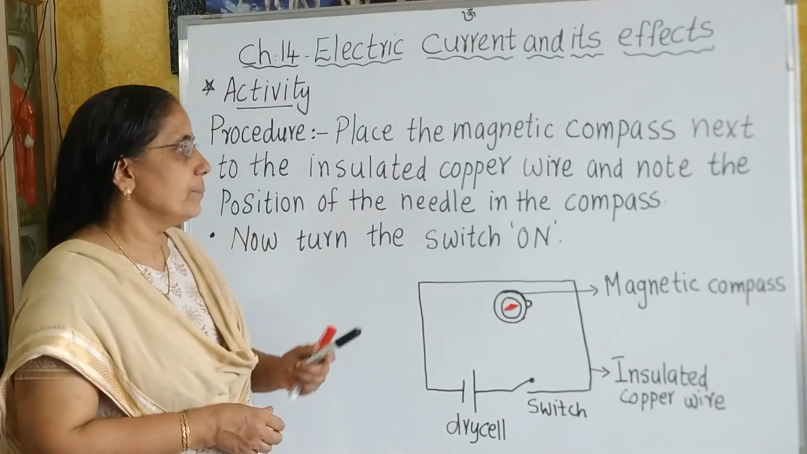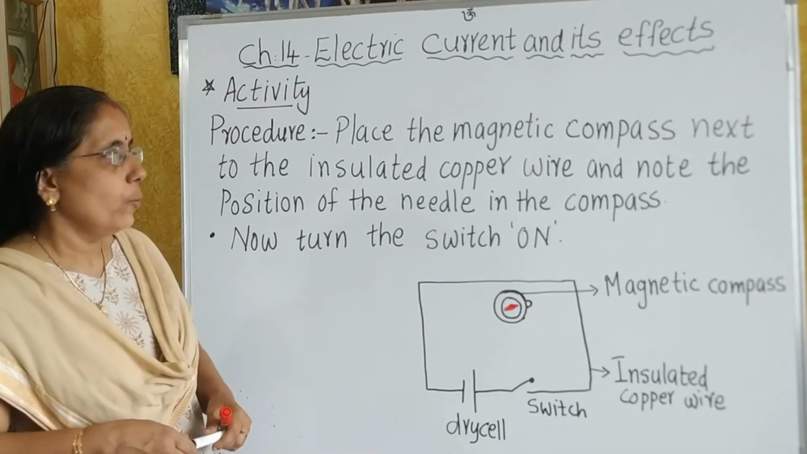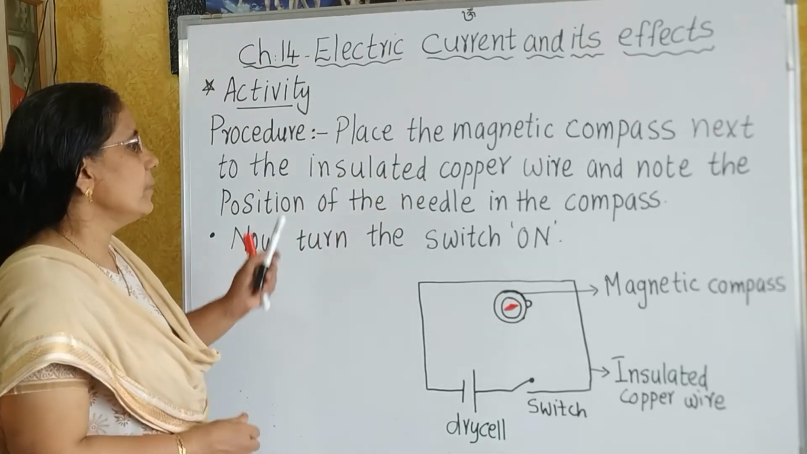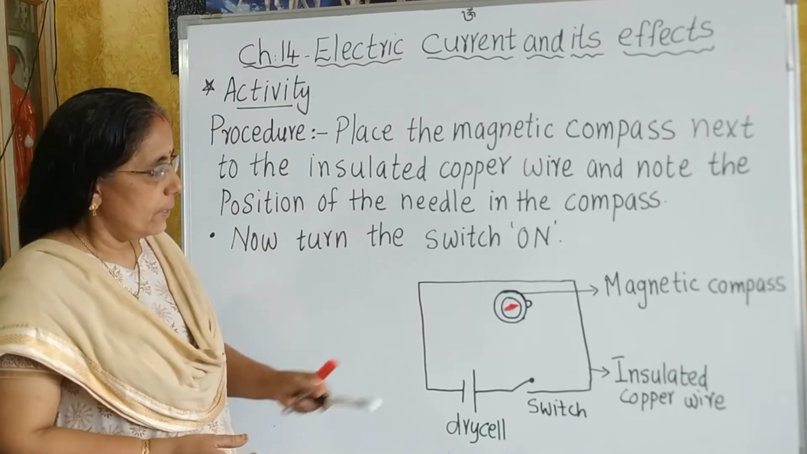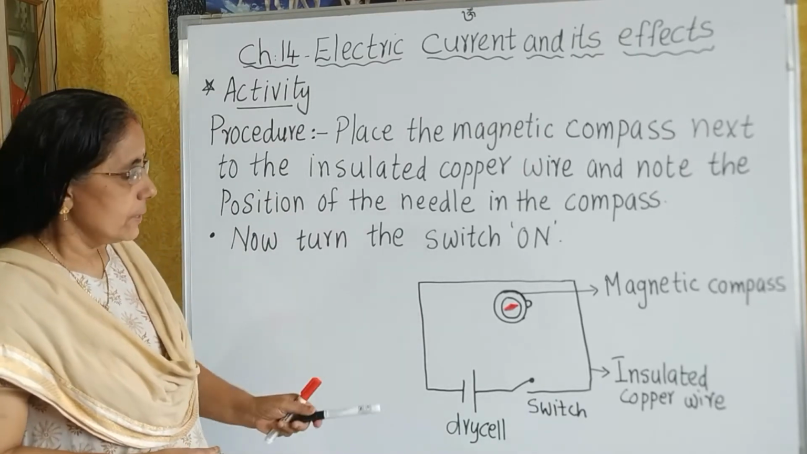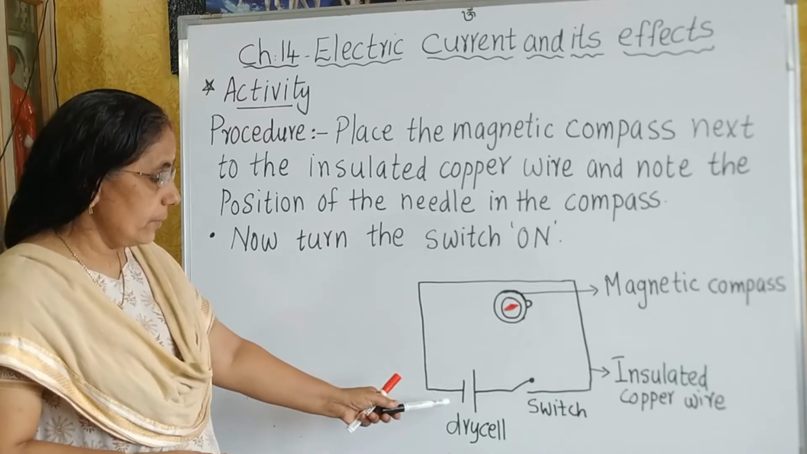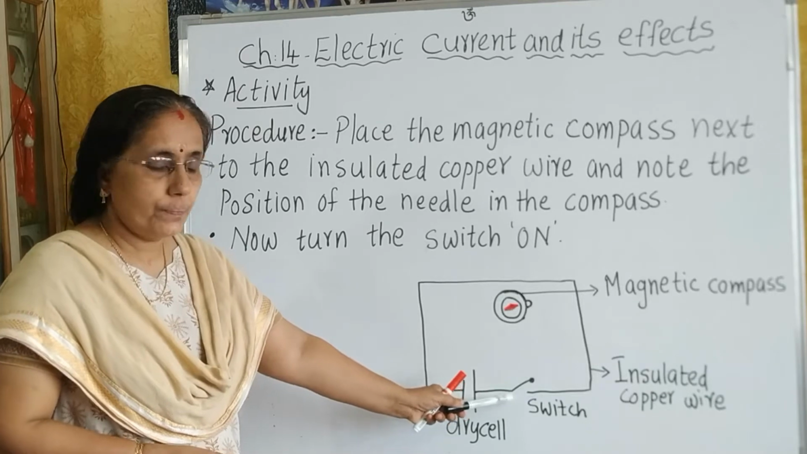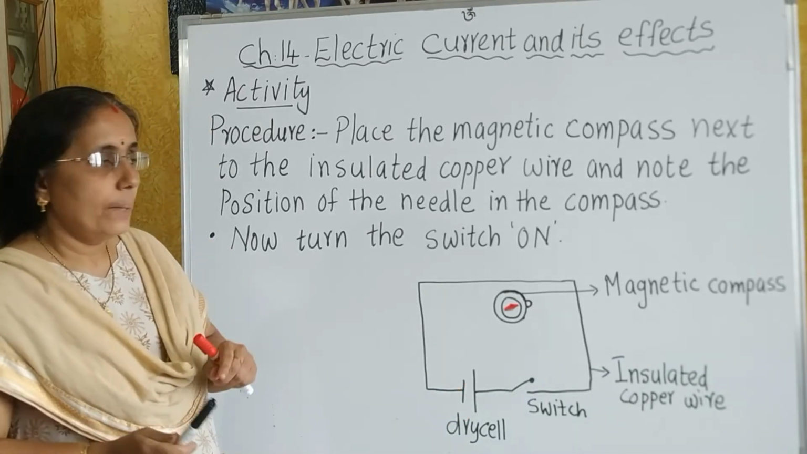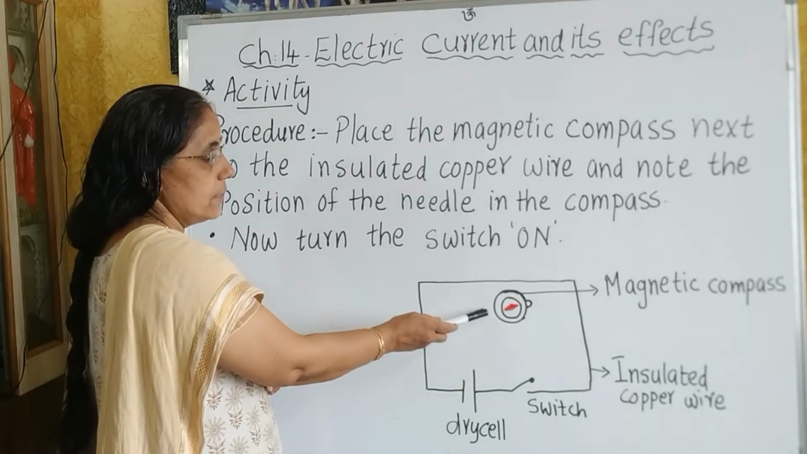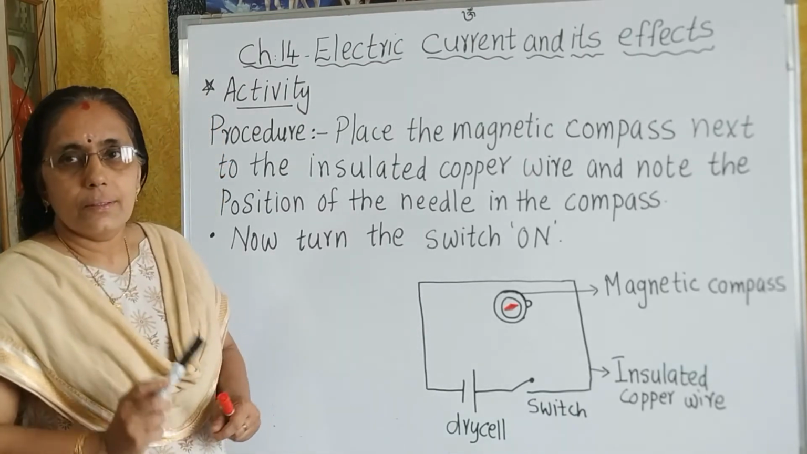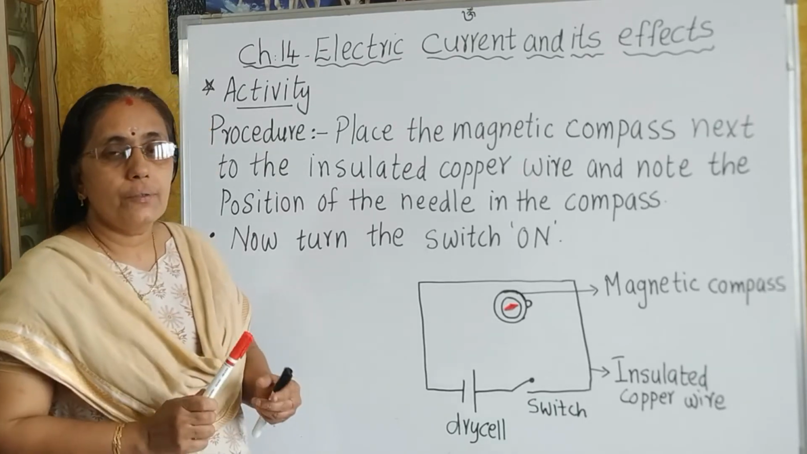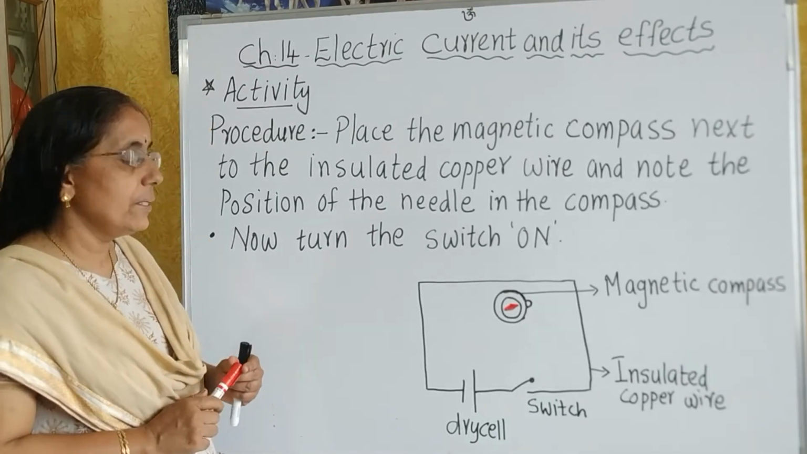After setting up the electric circuit, now we have to keep a magnetic compass next to the insulated copper wire as shown here. In the circuit we have taken one dry cell, and the circuit is completed along with the switch. Now we have kept the magnetic compass next to the insulated copper wire.